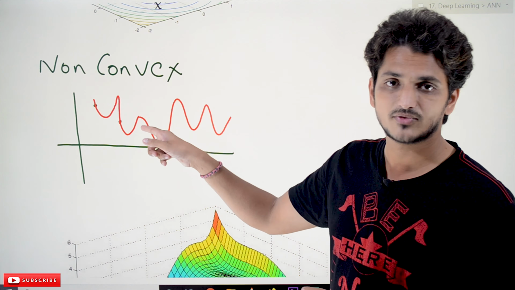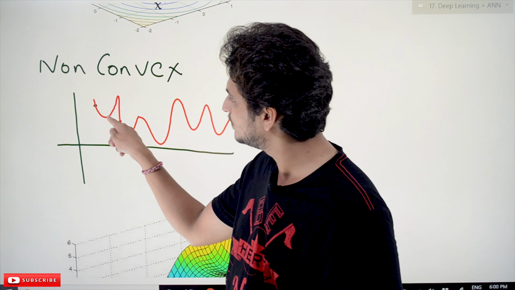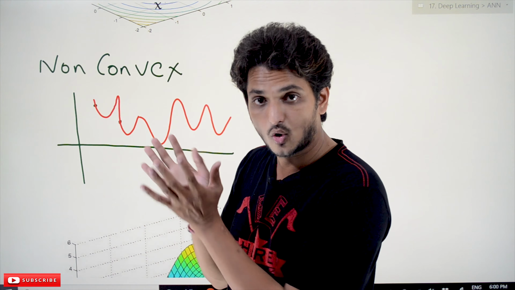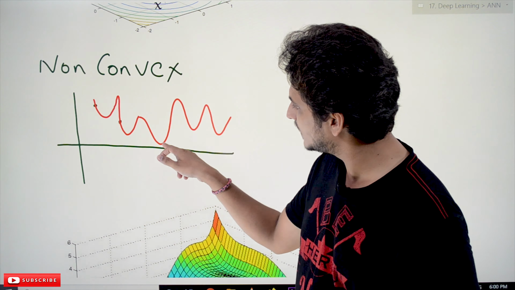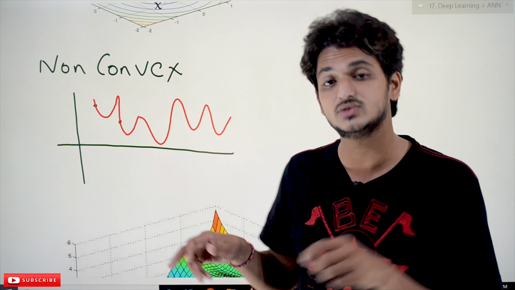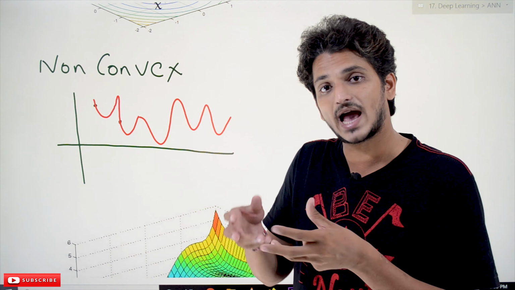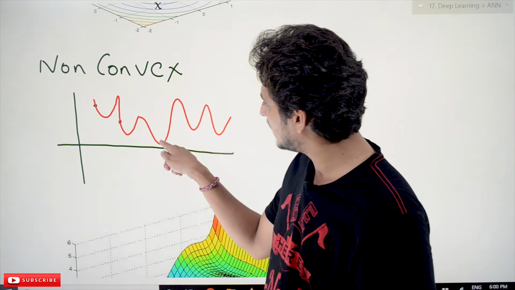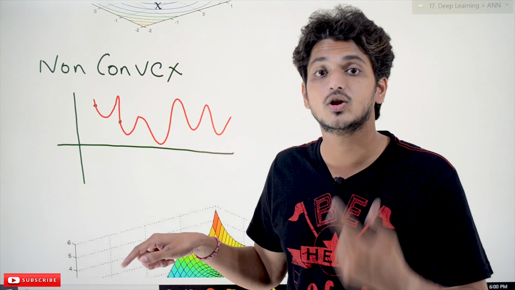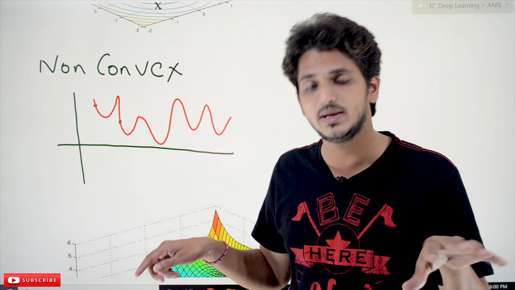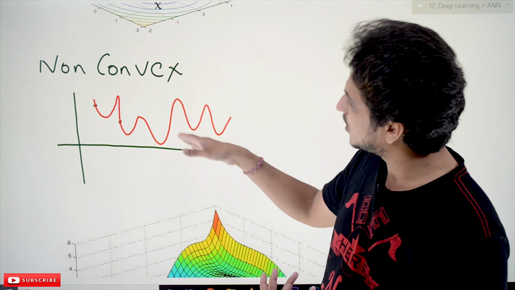In non-convex functions, we have local minima and global minima. See, this is one minimum point, a local minimum. This is another minimum point, also a local minimum, and this is another minimum point. Out of these, which one has the minimum value? This one has the minimum value. We call it the global minima. For non-convex functions, we have local minima and global minima. This is a single variable non-convex function.